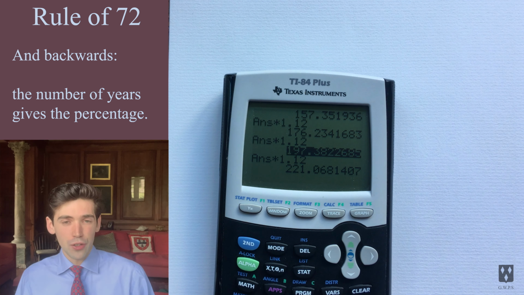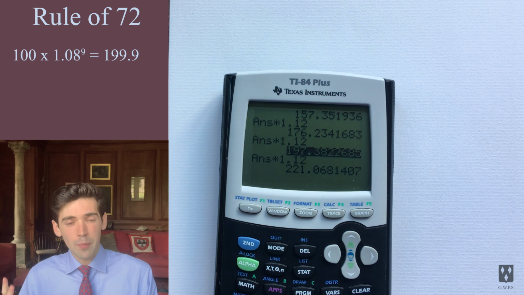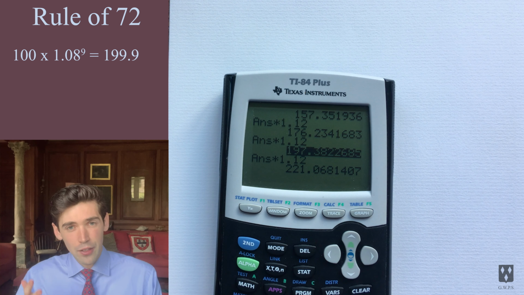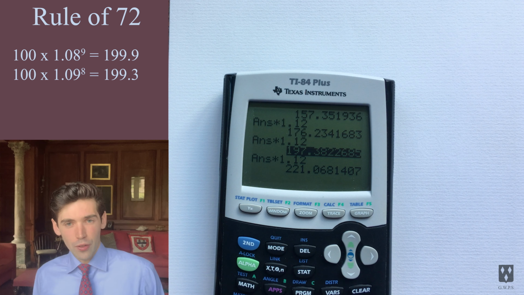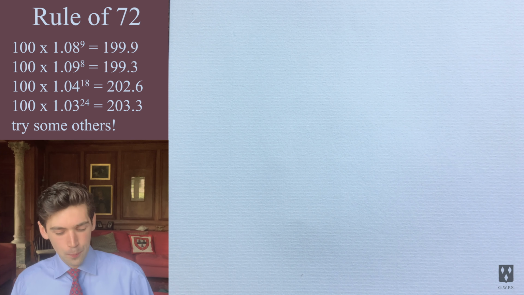And you can do it for other values. So you could check, you can do things like 8%, and you'll find it takes 9 years. Or a 9% annual return will take 8 years. And then you can do some other ones. But let's now do this on paper and see what's going on in a bit more detail.